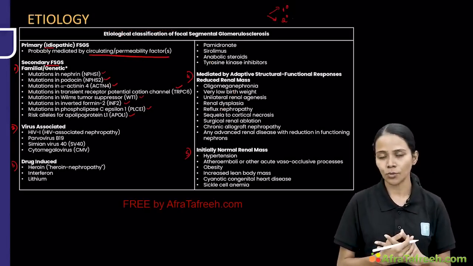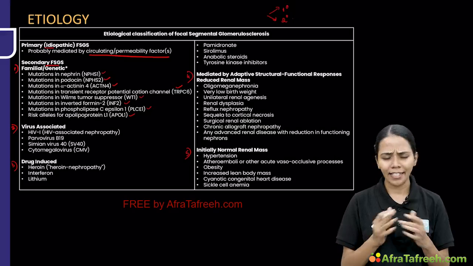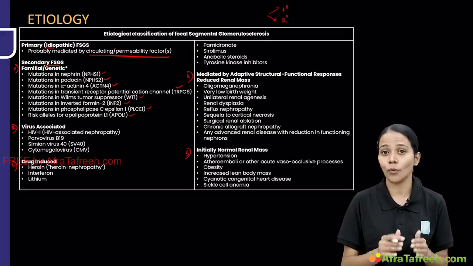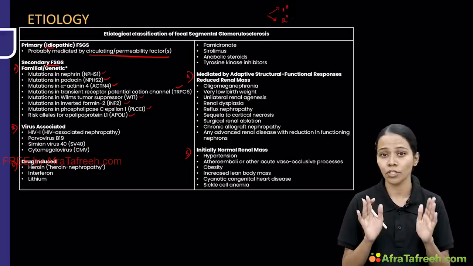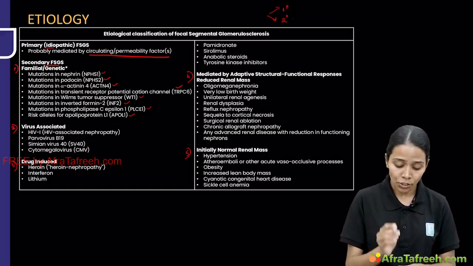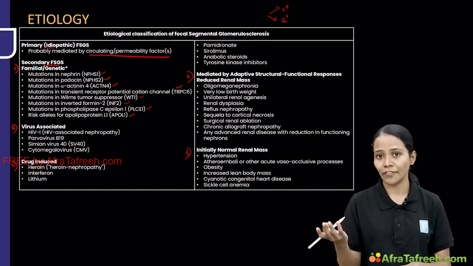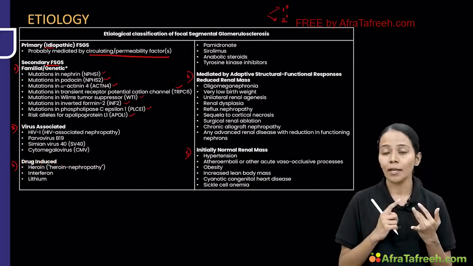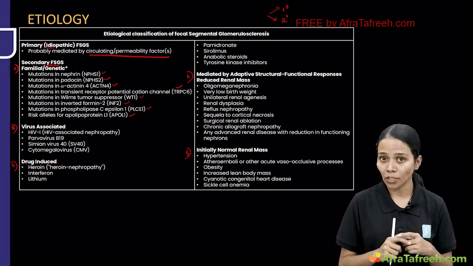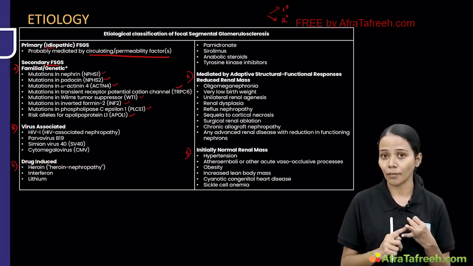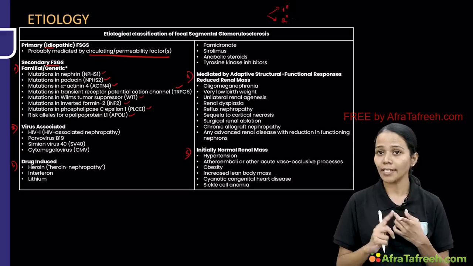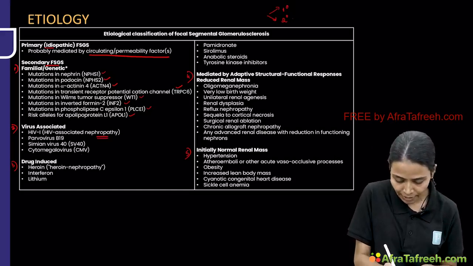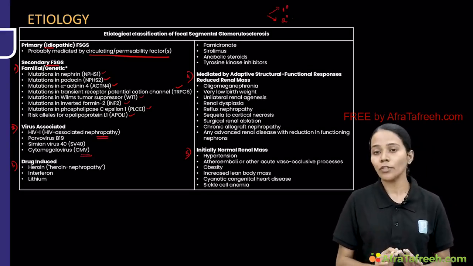Then coming to virus associated. You name it, any virus can cause collapsing nephropathy, including COVID. There are case reports of COVID also causing collapsing nephropathy. Okay. So, collapsing nephropathy or FSGS. Here the important ones are listed, like HIV, parvovirus, SV40 and cytomegalovirus. Of these, the important ones are HIV and CMV.